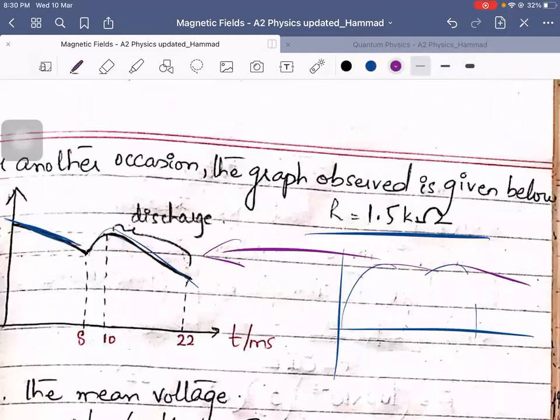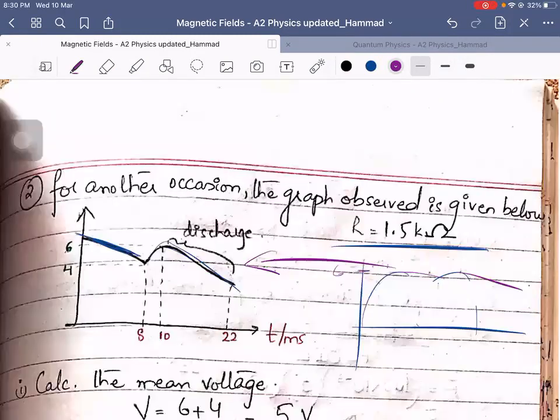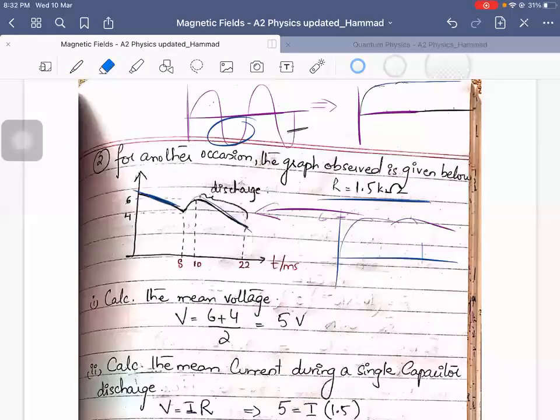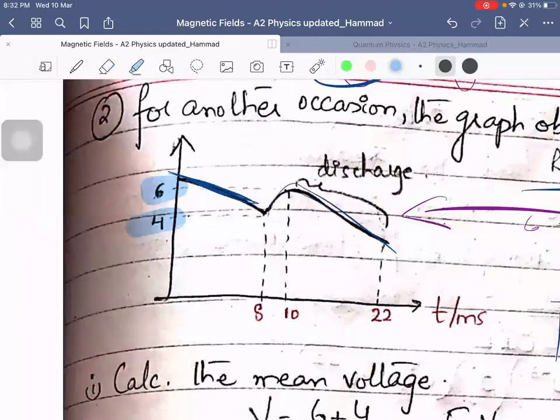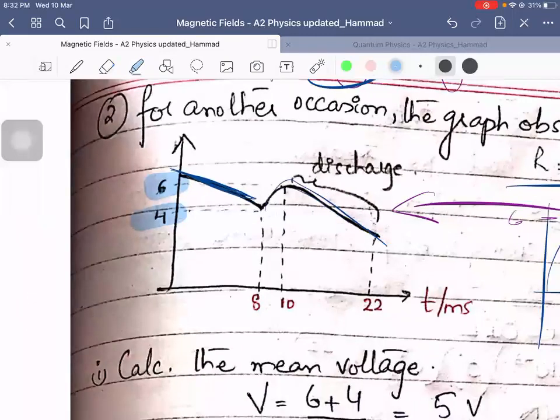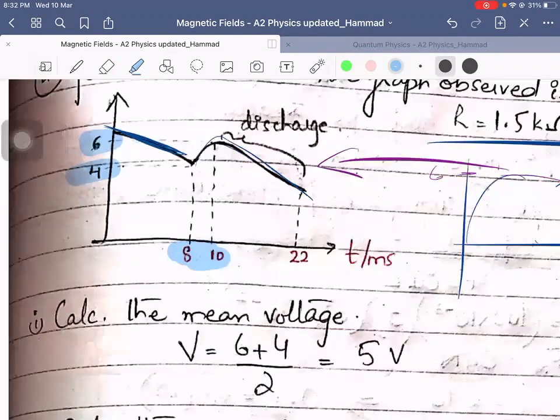Right? Your peak voltage was 6, and V mean is simply the addition of the two divided by the time interval in between, the maximum and the minimum value divided by the time interval in between. So you get the mean voltage.